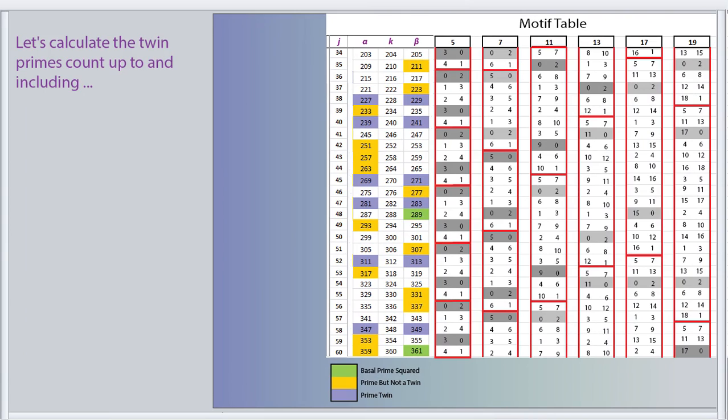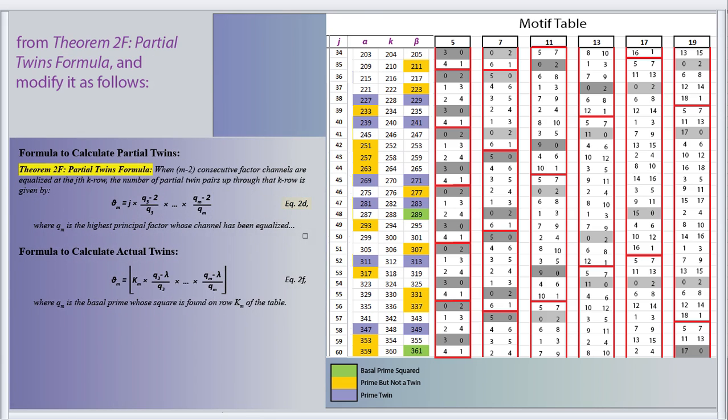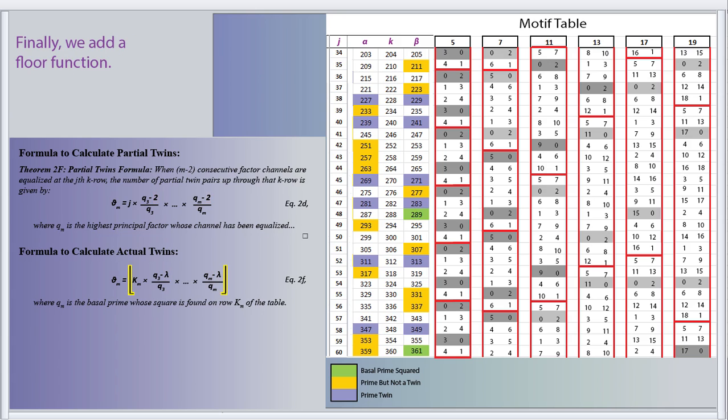Let's calculate the twin primes count up to and including q squared sub 8 equals 361 using the CAP approximations method. To calculate the count, we begin with equation 2d from theorem 2f partial twins formula and modify it as follows. First, we substitute k sub m for j since they are equivalent in this context. We then change the numerator so that it subtracts a variable designated as lambda, the blockage setting, also called the lag setting, instead of subtracting 2. Finally, we add a floor function.